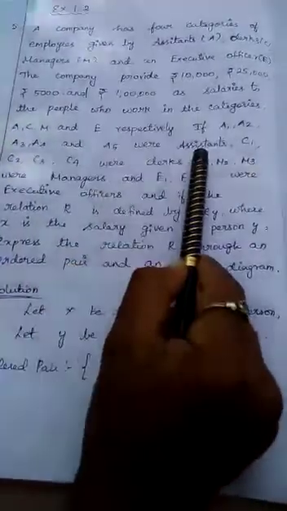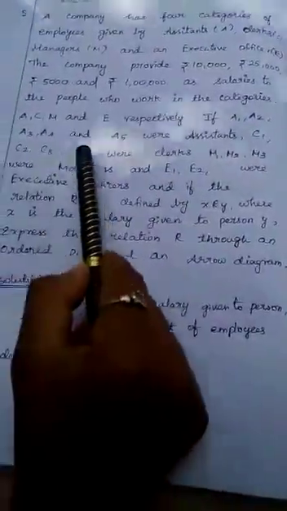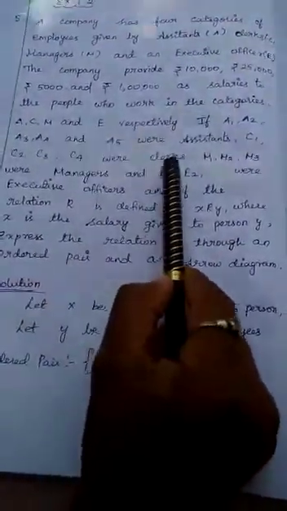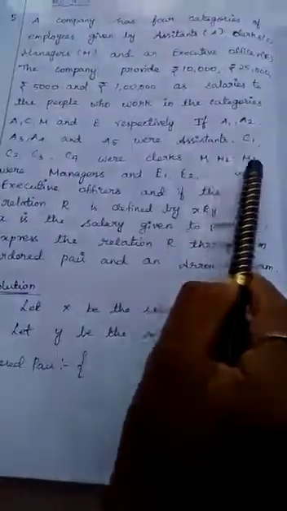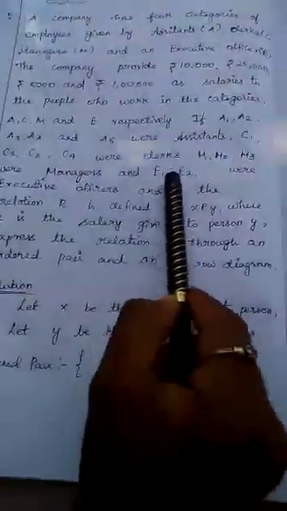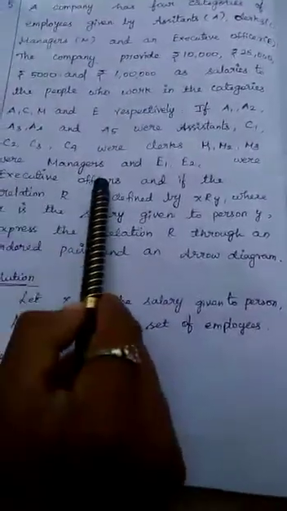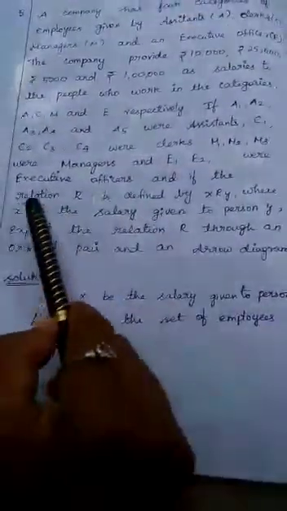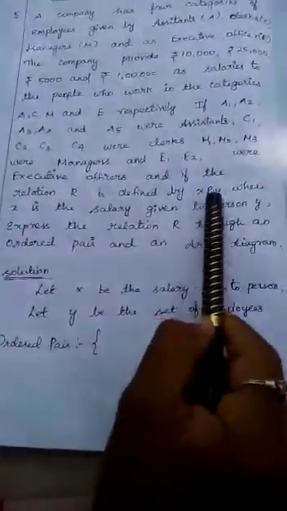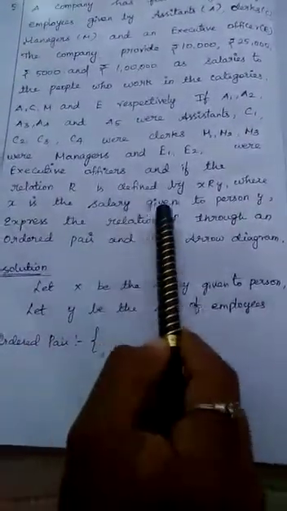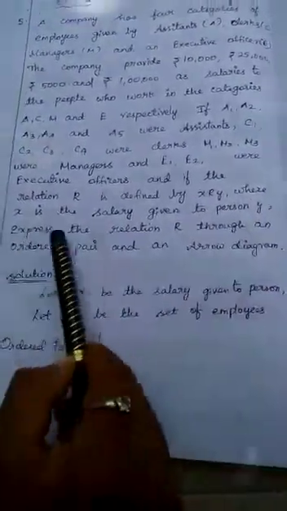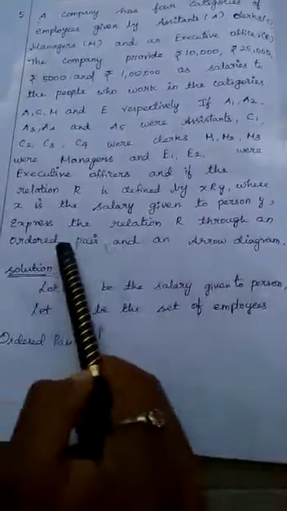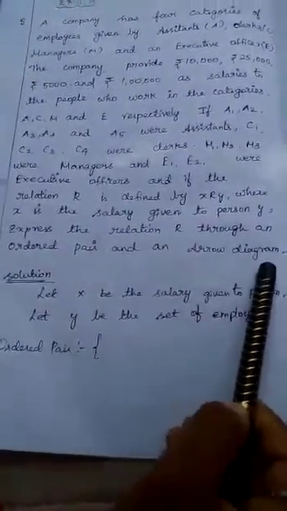If A1, A2, A3, A4 and A5 were assistants, C1, C2, C3, C4 were clerks, M1, M2, M3 were managers, and E1, E2 were executive officers, and if the relation R is defined by x R y, where x is the salary to the person y, express the relation R through ordered pairs and an arrow diagram.